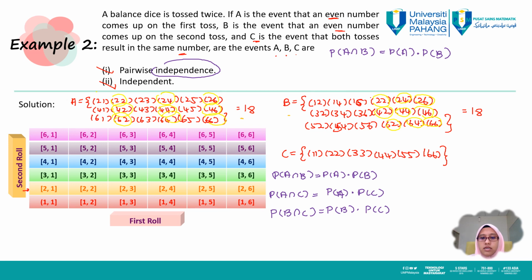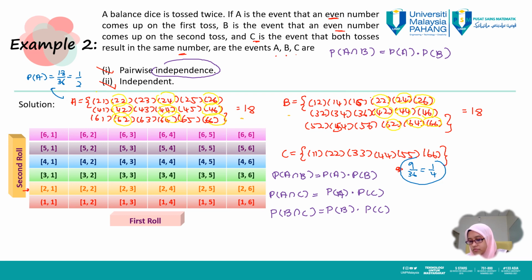Okay, so 9 over 36. 9 over 36 is equal to what? So we have 1 over 4. Okay, is this one equal to P(A) times P(B)? So what is the probability for A? The probability for A is equal to 18 over 36, which is equal to 1 over 2.